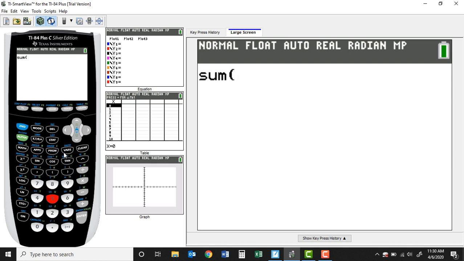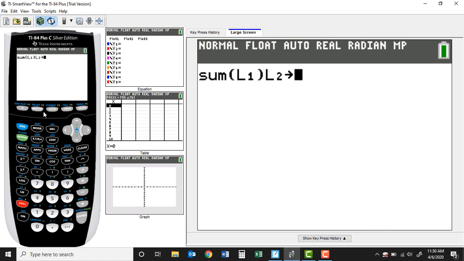And what are we going to sum? We are going to sum list 1. So second, list 1 is right here. All right, close the parentheses. We're going to take and multiply that sum with list 2, second L2. And then we're going to store those values.